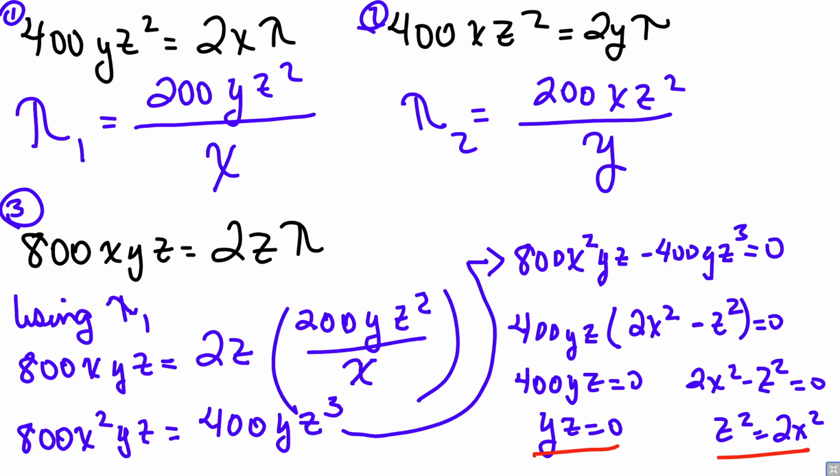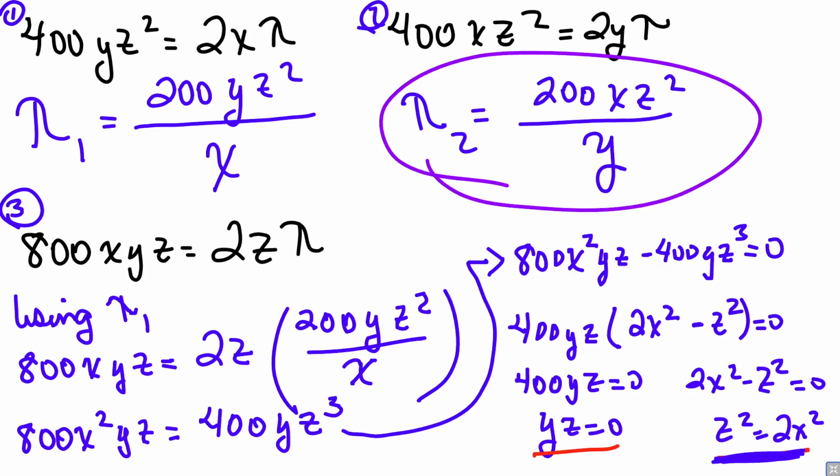Okay, so now we're going to take a look at this second condition where z squared is equal to 2x squared. Let me see here. No, I'm not ready to look at this condition yet. I am going to come back and look at it, but just not right now. So what I'm going to do now is use the second expression I got for lambda and plug it in. Okay, so let's do that.